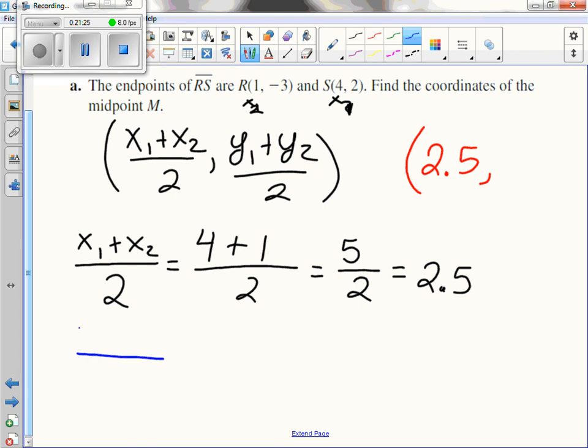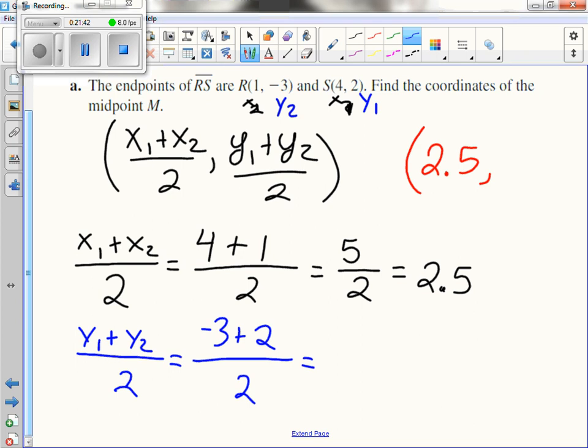So we're going to have y1 plus y2 over 2. And again, we just need the y values, so I'll call this y1 and y2. So we're going to say negative 3 plus 2 over 2. We're adding the y values together and then dividing by 2. That's all we're doing. We added the x values together and divided by 2.